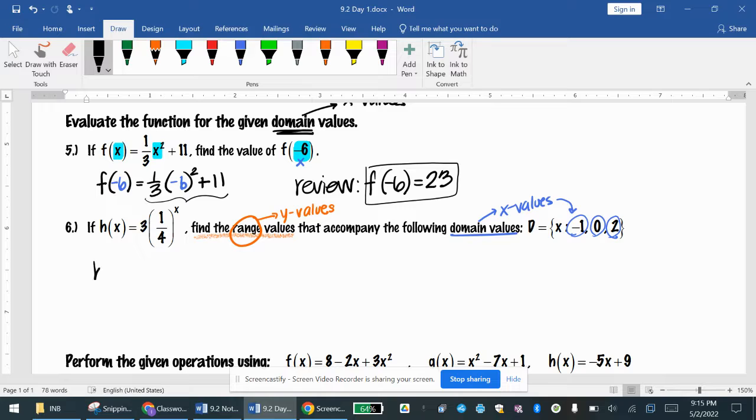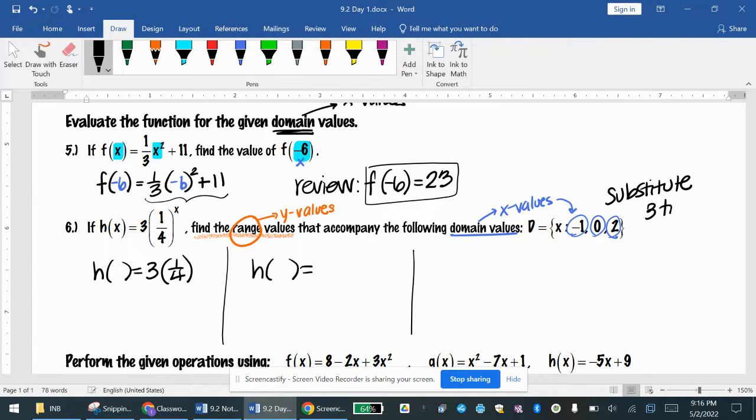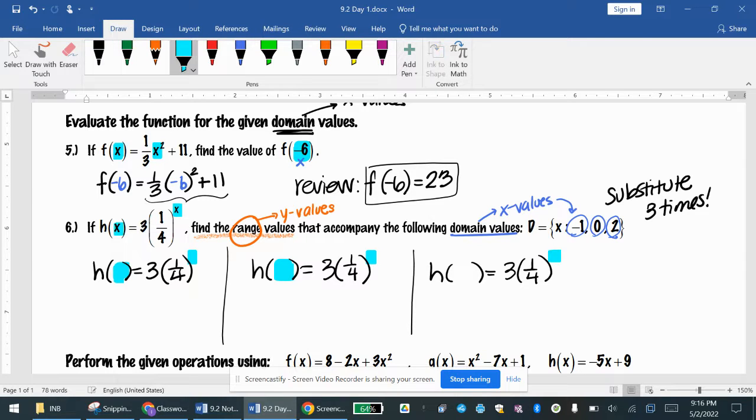So I'm going to go ahead and take my equation and I'm going to substitute each of those x values one at a time. Okay? So lo tengo que hacer 3 veces. Okay? Substitute 3 times. Because they gave you 3 x values. And notice that the x is the exponent, okay? So the x is the exponent, so we're going to be substituting the x as an exponent in our calculator, okay?